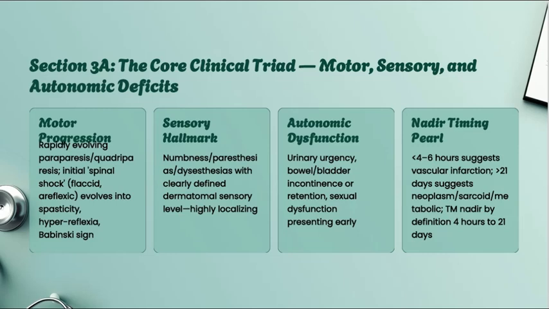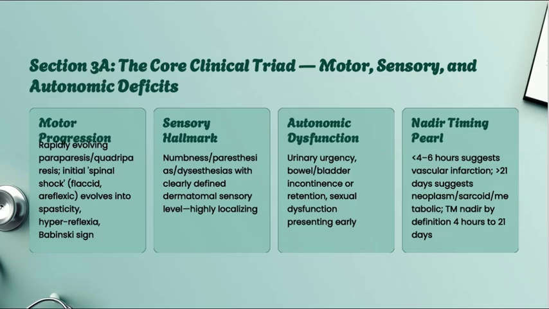A particularly useful examination concern is time to nadir. If maximal neurological deficit develops extremely rapidly, within under 4 to 6 hours, vascular spinal cord infarction becomes much more likely than inflammatory myelitis. By contrast, if deterioration progresses beyond approximately 3 weeks, inflammatory causes become less likely, and alternative diagnoses such as neoplastic, infiltrative, metabolic, or sarcoid processes should be considered.